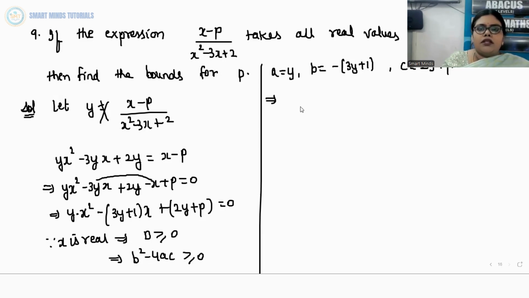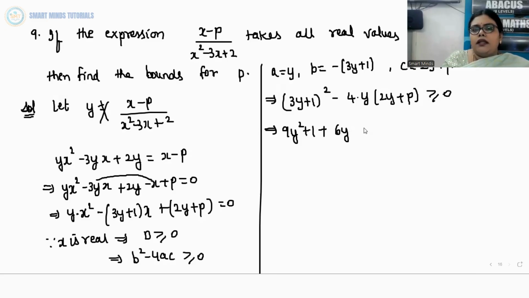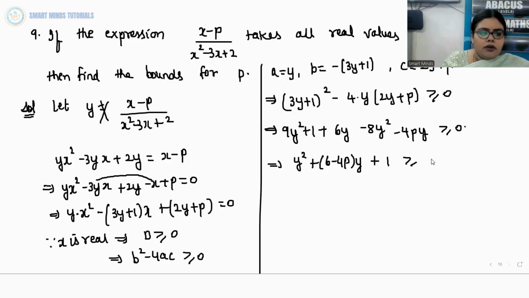Now we are applying b square minus 4ac. So b square is 3y plus 1 whole square minus 4 into y into 2y plus p greater than or equal to 0. Now expand this. 9y square plus 1 plus 6y minus 8y square minus 4py greater than or equal to 0. Now 9y square minus 8y square is y square. If I take y common, we get y square plus 6 minus 4p into y plus 1, greater than or equal to 0. Now this is a quadratic expression in terms of y. So y is real.